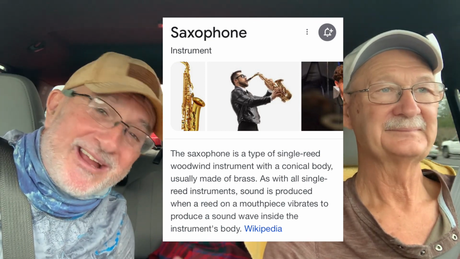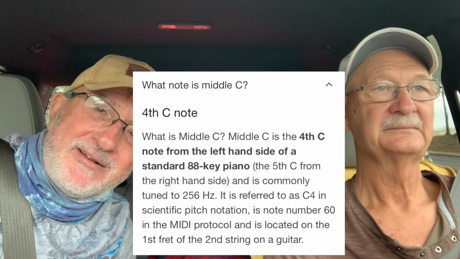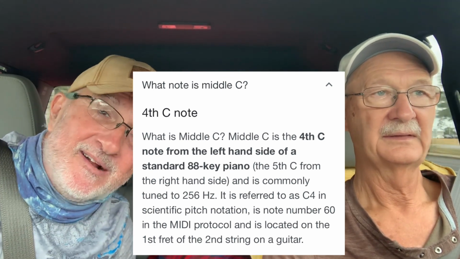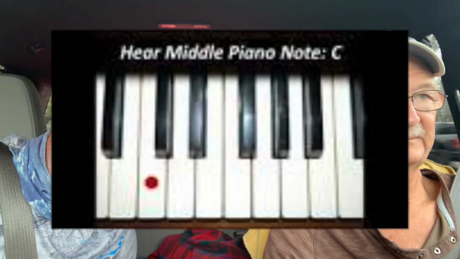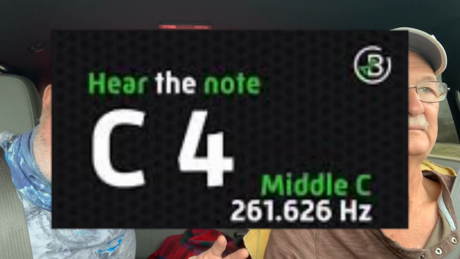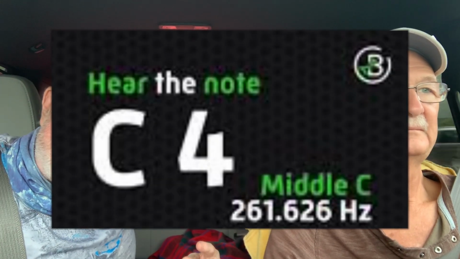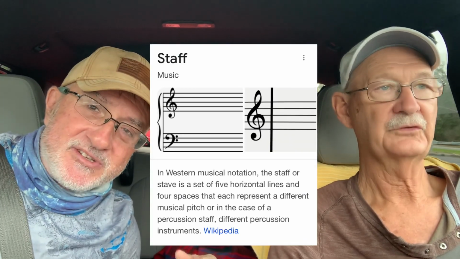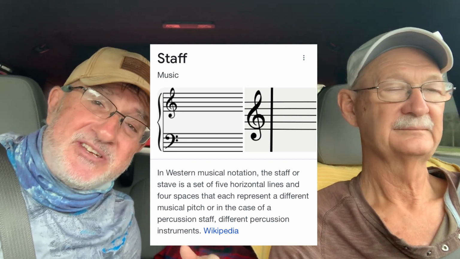But I'm learning music. You're following. So we're asking about the middle C. The middle C is a connecting note in between two staves of music, the bass clef and the treble clef. I'm able to connect because there are four spaces and five lines in each staff. That's correct.